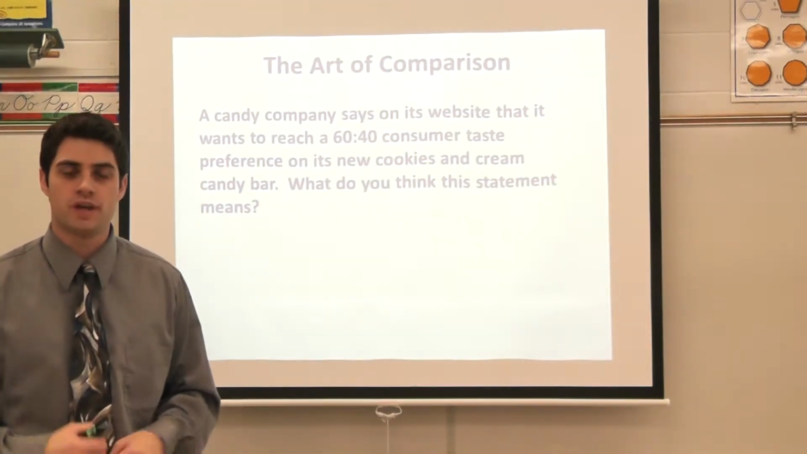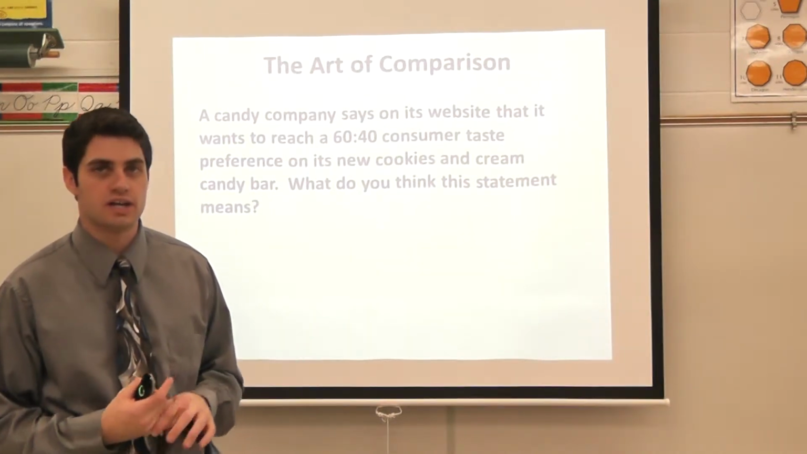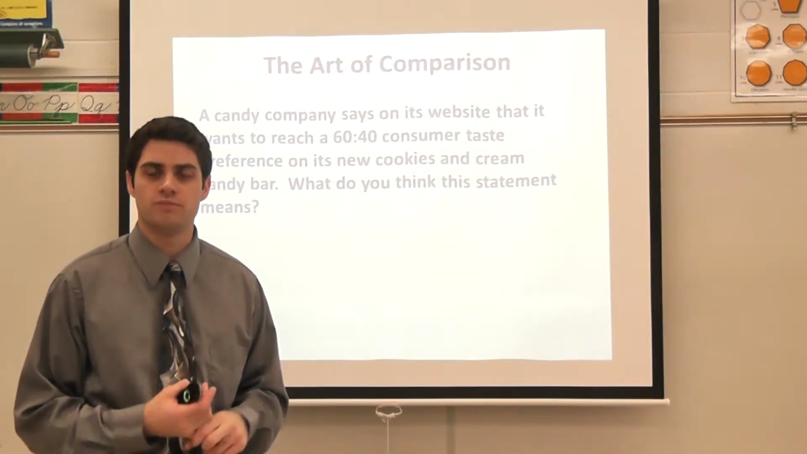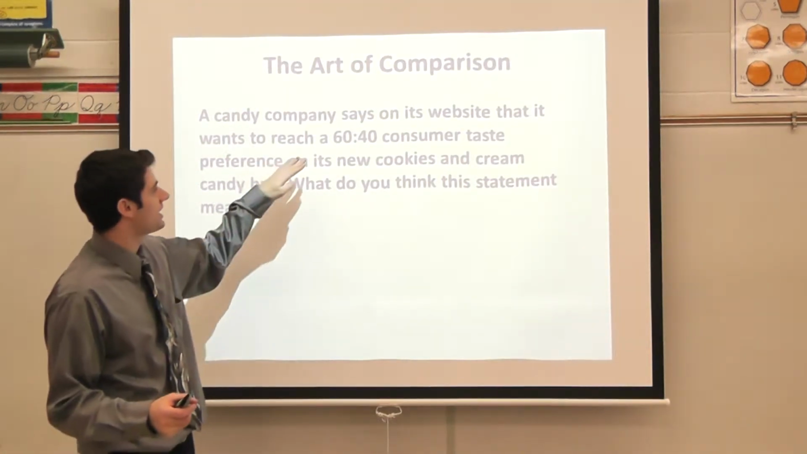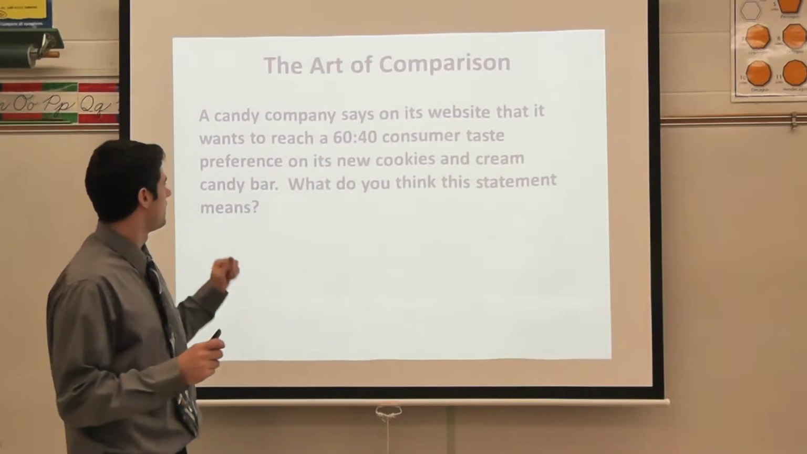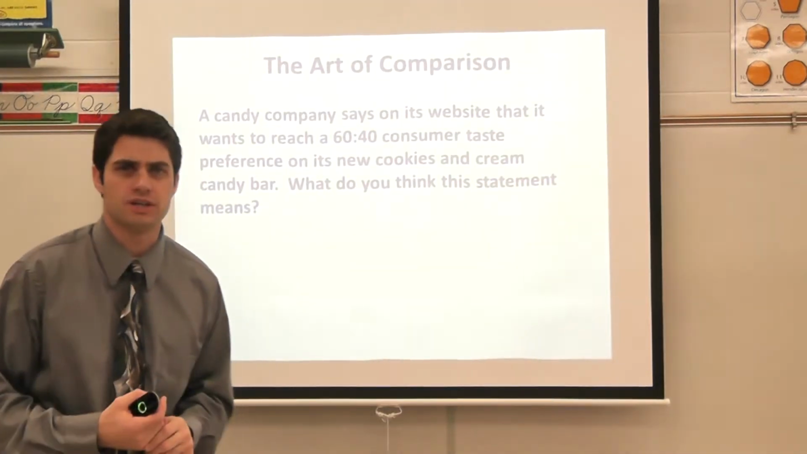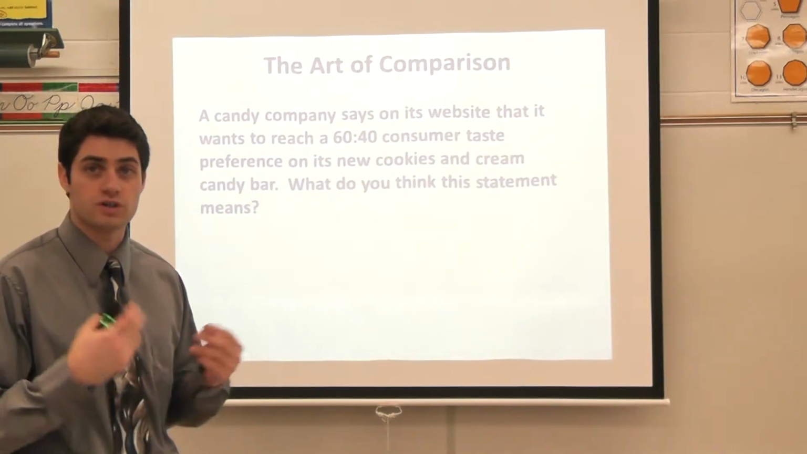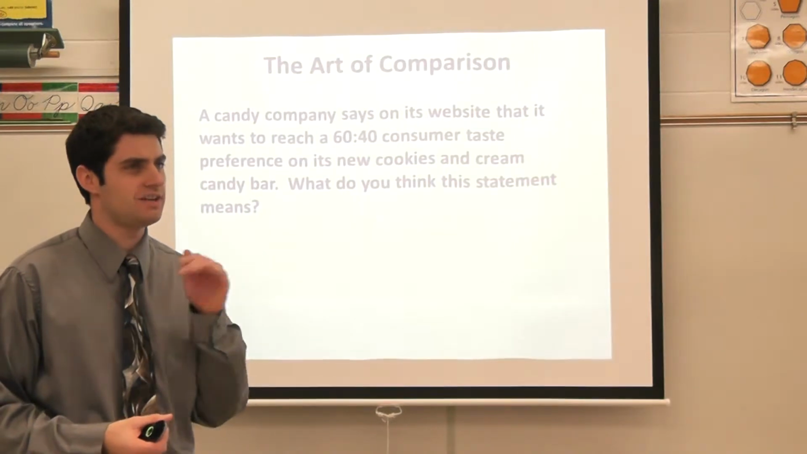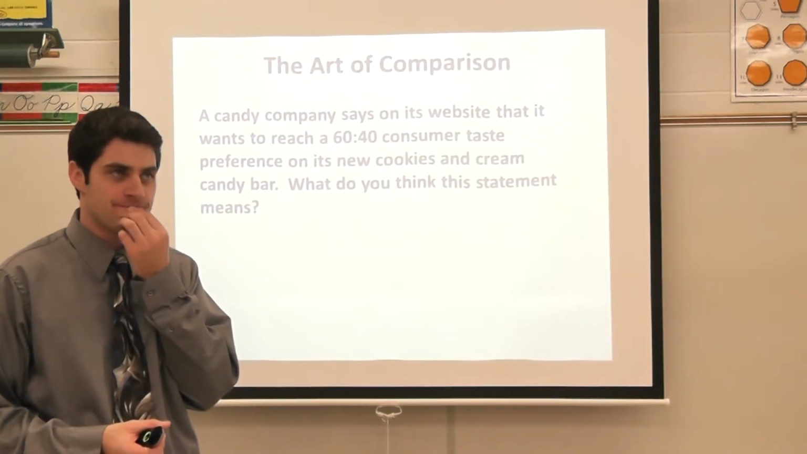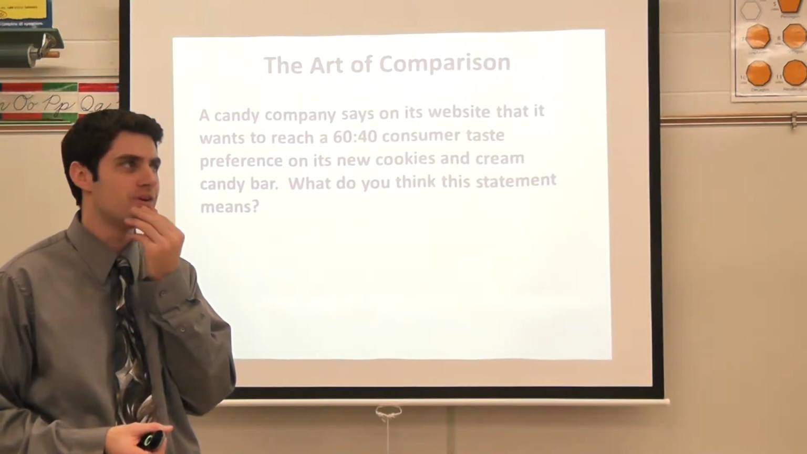So imagine you're at home, on the computer, and you go on to a candy website, and they're talking about this new cookies and cream candy bar. Kind of makes me hungry again. And they say that they want to reach a 60-40 consumer taste preference. We have to kind of break that down. What does preference mean? It's something that you prefer or something that you would choose to have over something else. Well, if it's a 60-40 preference, using my decimals, ratios, and percents, what can I come up with?